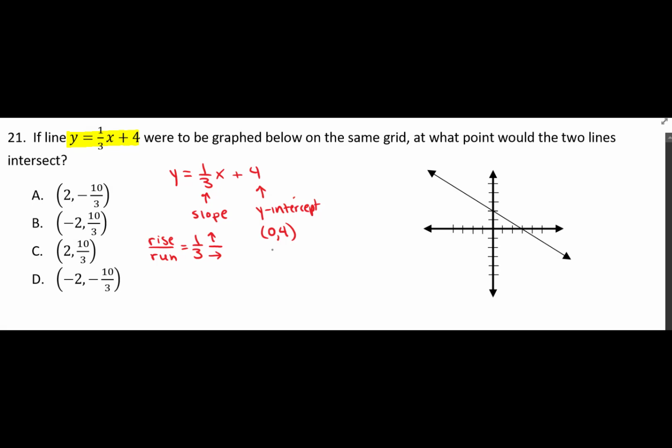So we're going to begin by plotting this first. So we're going to plot (0, 4). We don't go any units right or left, we just go 4 units up. And then we're going to count from that point, we're going to count the rise over the run. We're going to count 1 up and 1, 2, 3 to the right.